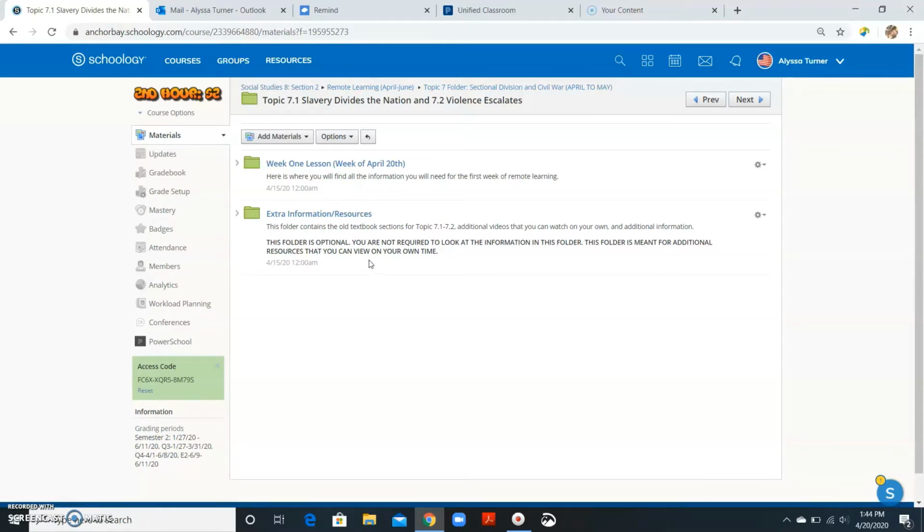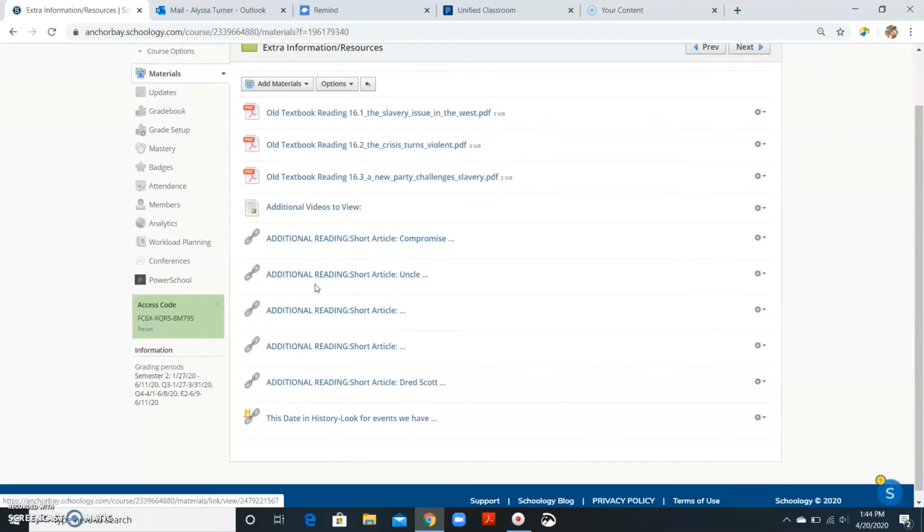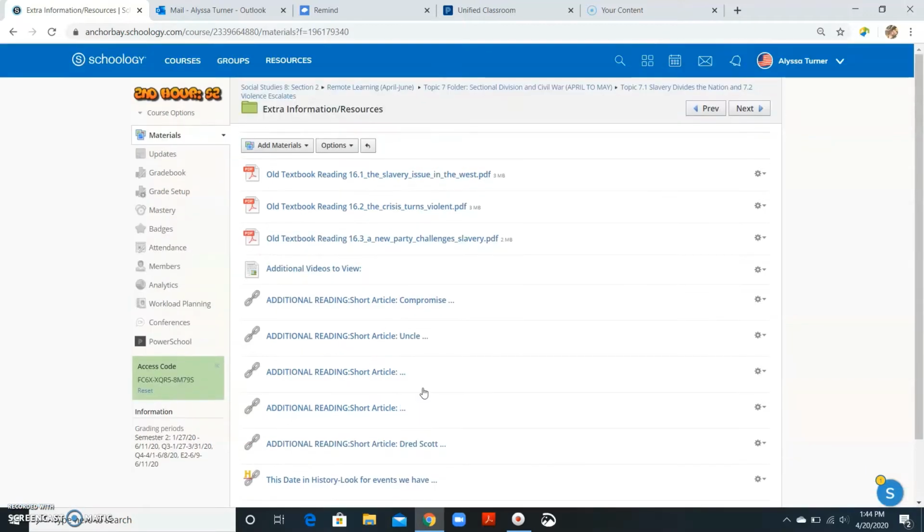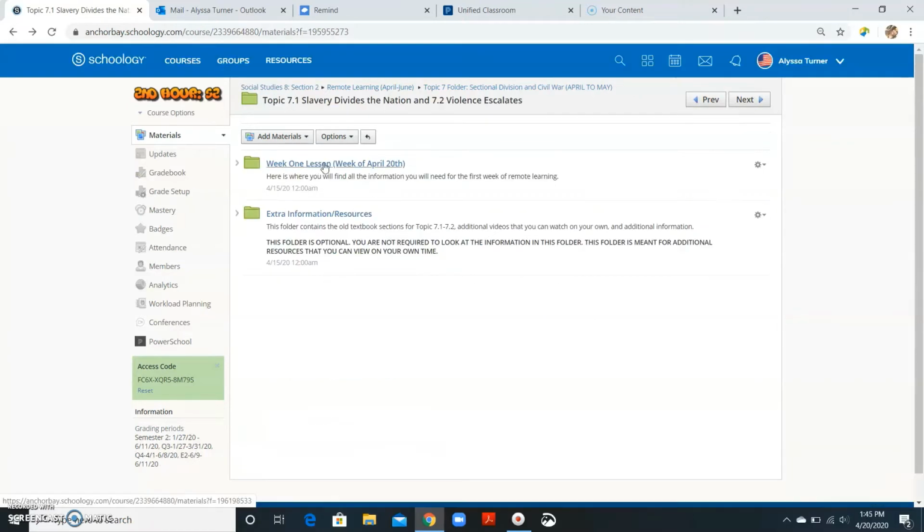There's also extra resources and information if you want to look at them on your own. I put this folder as optional. You're not required to look at the information in this folder. This folder is meant for additional resources. So I added some short reading articles. You can look at this date in history in the History Channel. The old textbook reading might be a little bit simpler than our actual textbook, if you want to check that out. And then I put additional videos to view that relate to the topics that we're discussing. But here's the folder you're going to need to click on this week.